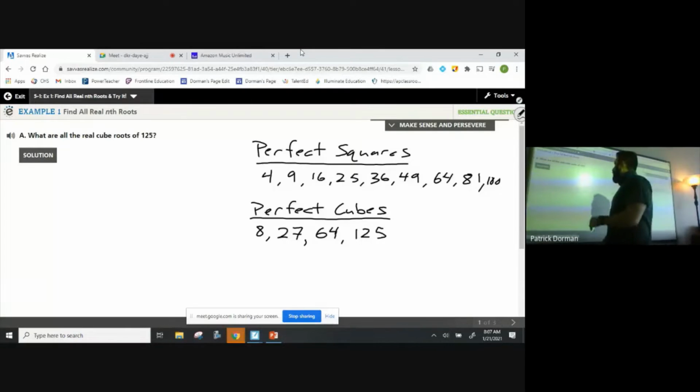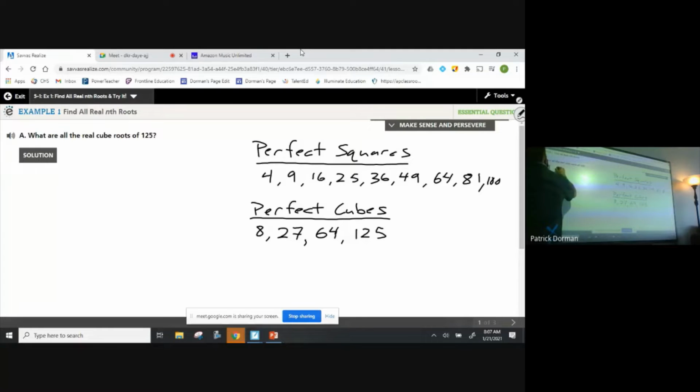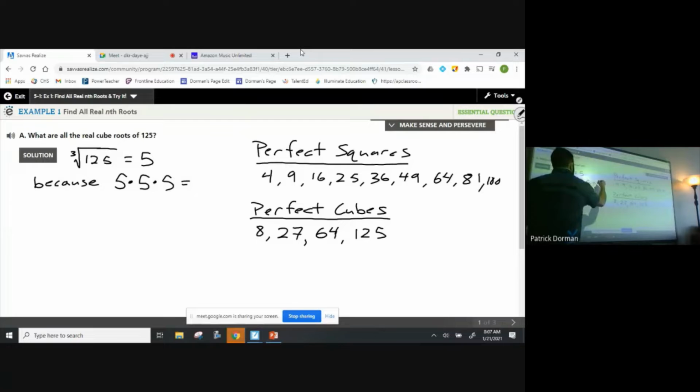So this question is asking, what are all the real cube roots of 125? In other words, what number cubed gives 125? Because 125 is 5 times 5 times 5, your answer is 5, because 5 times 5 times 5 is equal to 125.